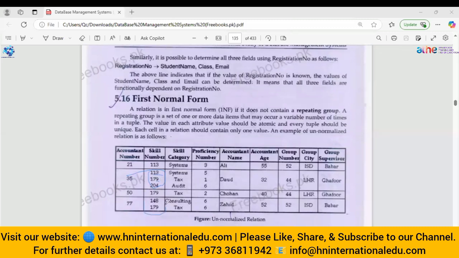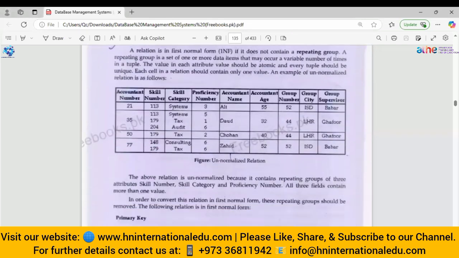See, we have here two values in a single cell. Here we have three values, then again three values, here two values, and here two values. So in the first normal form, we try to remove all of this. We have to make sure that each and every cell contains only one value. This is the condition of the first normal form: there cannot be a repeating group. There can only be one value in a specific cell. So just like here.